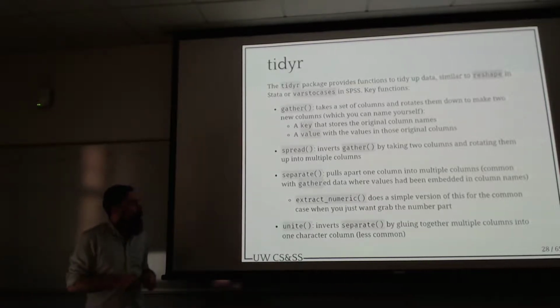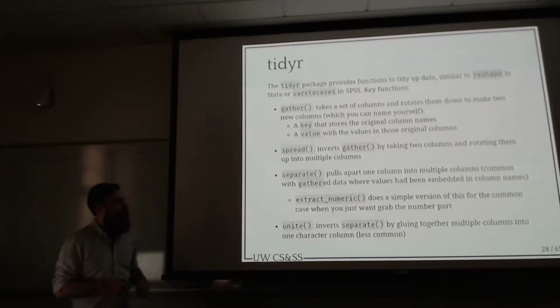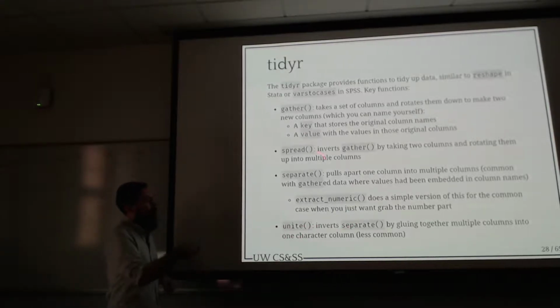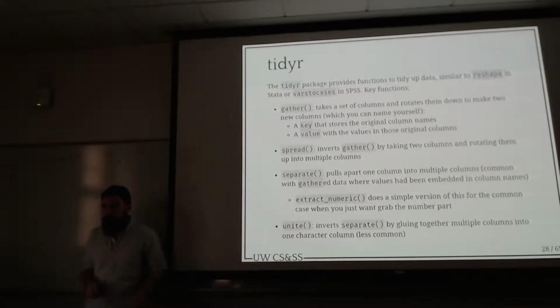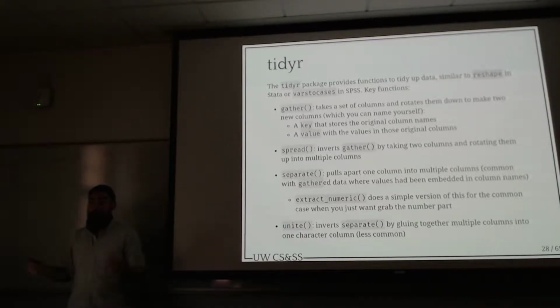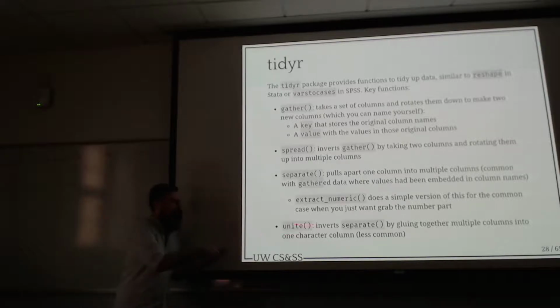Another one, I have never actually used this myself, but I know it exists, is unite. Unite will invert separate here by gluing together multiple columns into one character column. If I ever want to do this, I would probably just paste them together, but unite kind of does that operation.